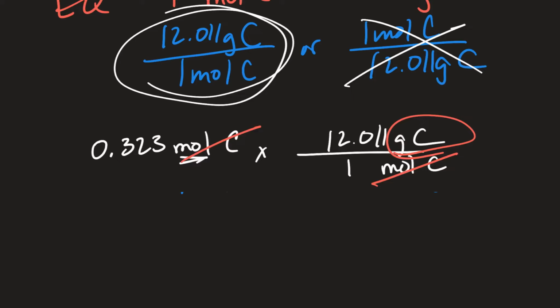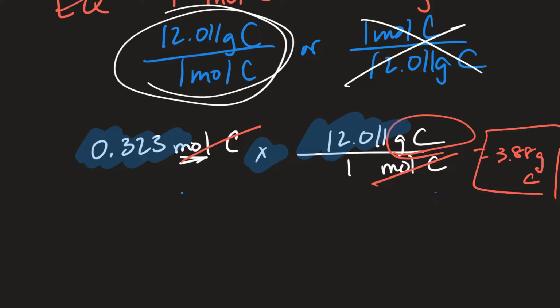The question is asking, what is the mass of carbon? What is the grams of carbon? So then all we have to do is in your calculator, you have 0.323 times 12.011. And so when you plug that into the calculator, and hopefully you can do it correctly, you'll get 3.88 grams of carbon. And that's your answer, okay? So let's try a different example.